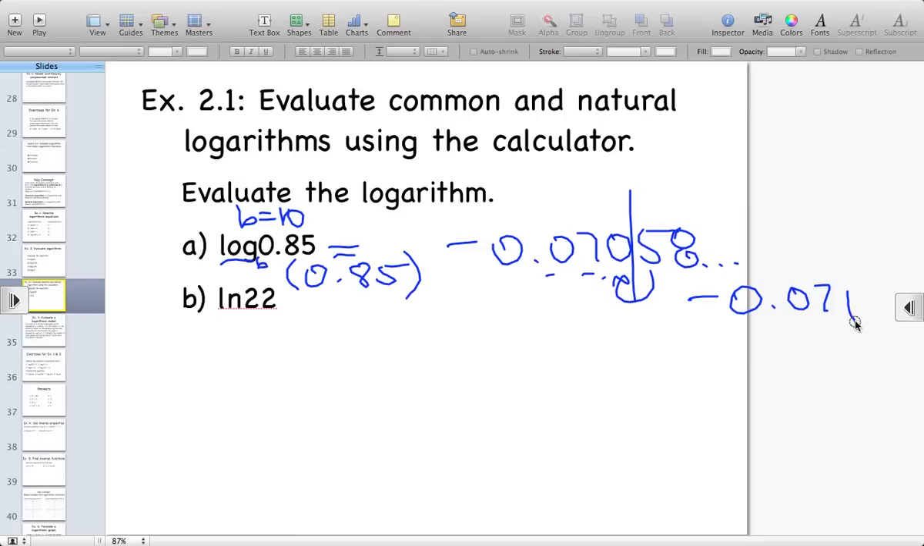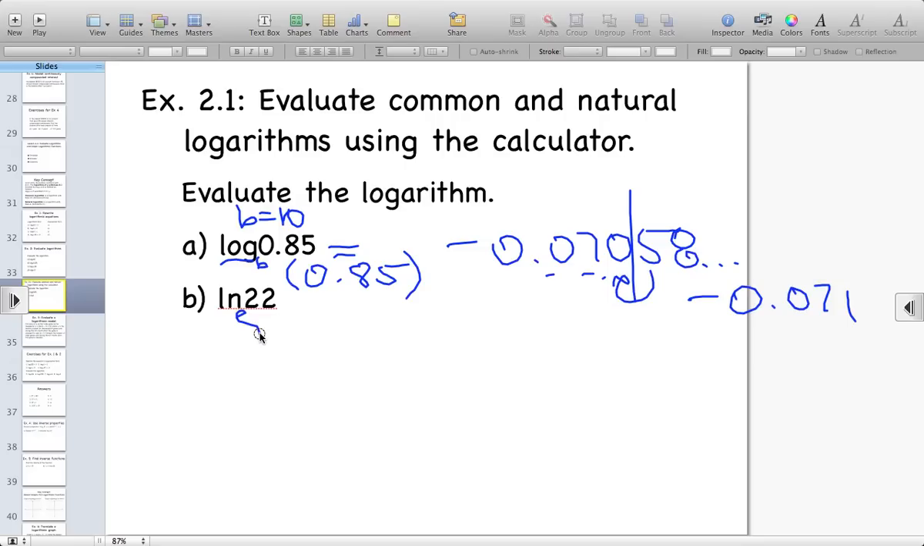The natural log, again, the natural log means the base is e. So our exponent, the base is 2.71 approximately. So 2.71 to the what equals 22. Well, since 2.71 is an approximation, e is an irrational number, like pi, we want to go ahead and use the calculator for it to do the hard work for us, and then we'll round our answer.